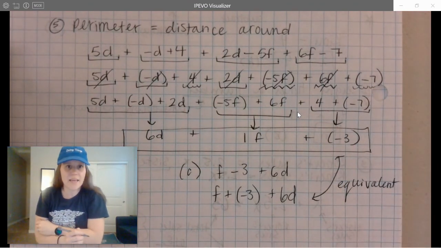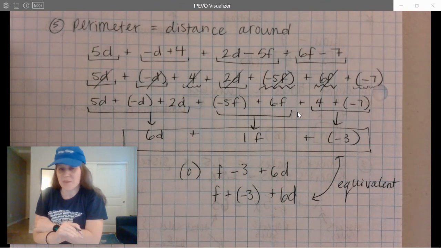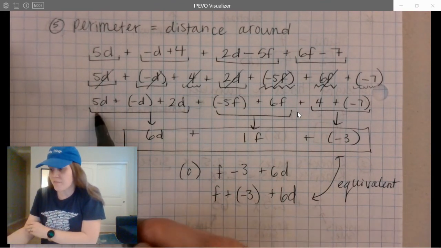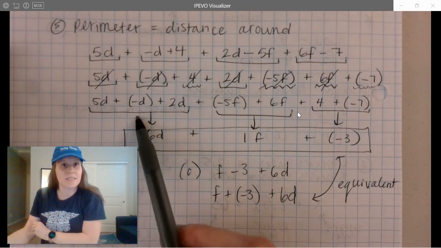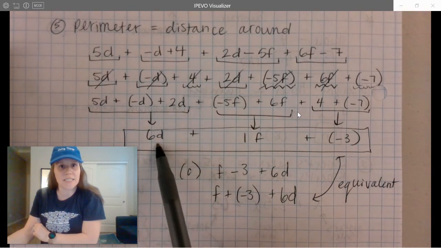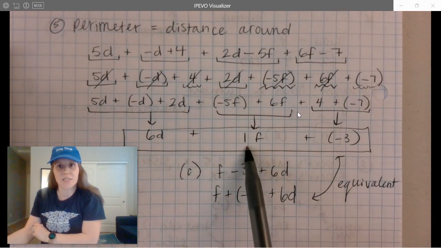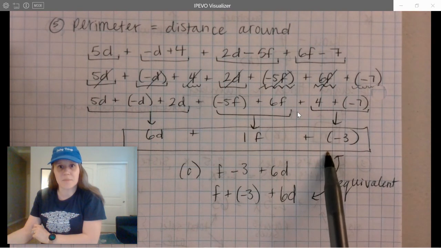All right, and then I combined the like terms all in one step. So I took a shortcut. Maybe you did that. 5d plus negative d, which is negative 1d, plus 2d is 6d. Okay, combine these like terms, combine these like terms.